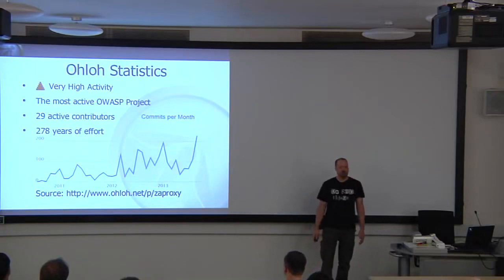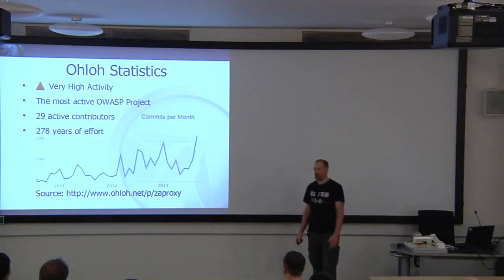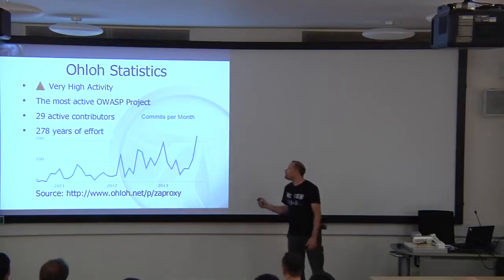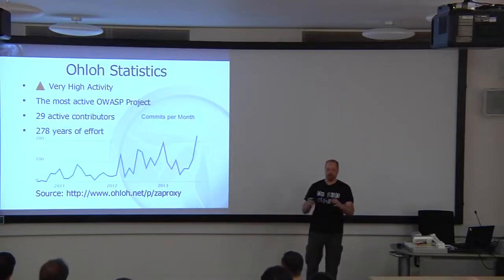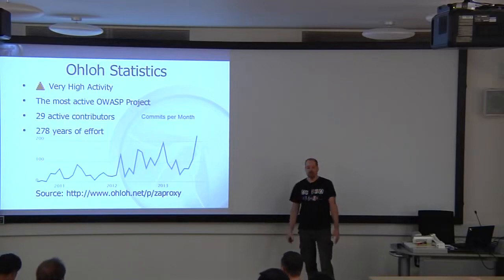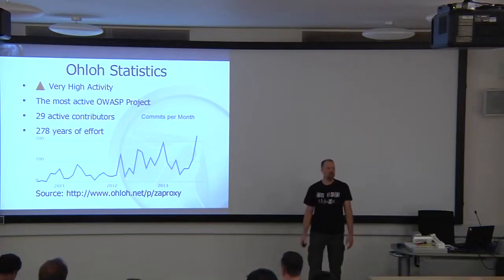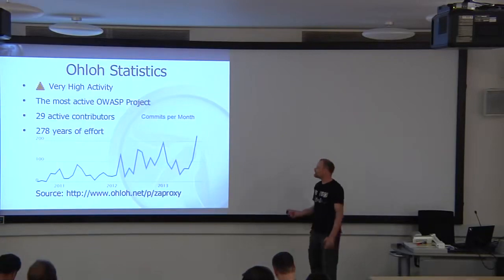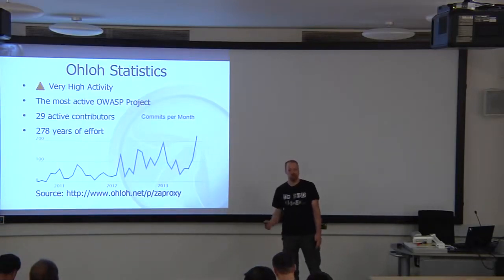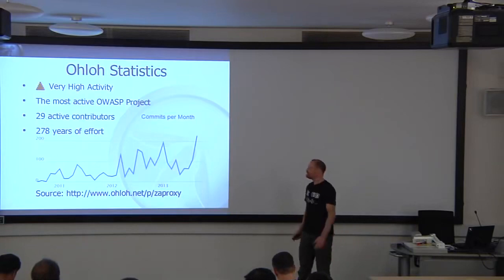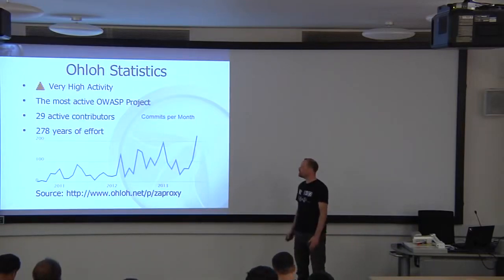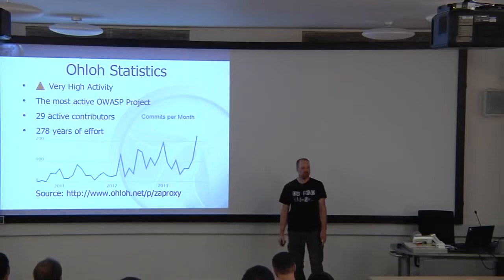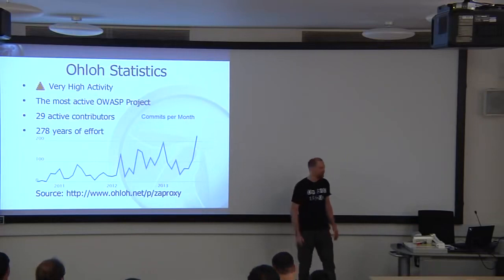There's a site called OLO, which I really like because it gives great statistics on open source projects. It has different categories of the number of updates, and ZAP is in the top category, so it's very high activity, right up there with the Linux kernel and Firefox. It is the most active OWASP project, and last year, apparently, there were 29 active contributors, so those are people who actually committed code, not including all the translators and people helping with the documentation. And apparently it's 278 years of effort. I've no idea how they calculated that, because I haven't spent anything like that amount of time on it, but that's what they claim.